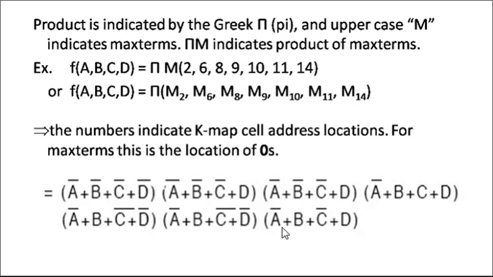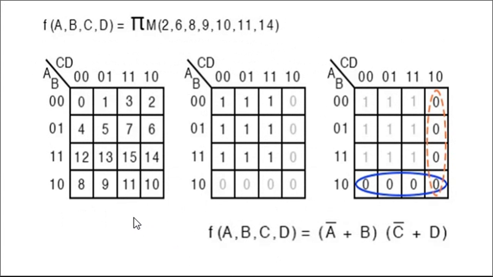So see how we can plot this into the K-map now. This example again has 2, 6, 8, 9, 10, 11, 14. Again the same logic, A, B, C, D. Similar to the previous 0, 1, 2, 3, the same cell values are written. Then 2, 6, 8, 9, and 10, 11 and 14.